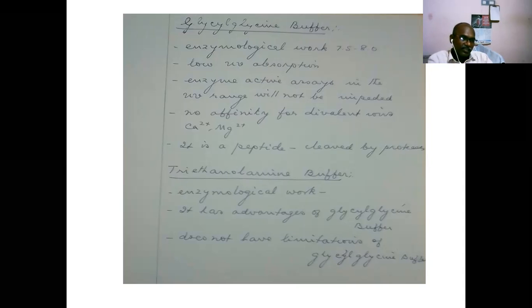So the next buffer is triethanolamine buffer. This is also used for enzymological work, and it has the advantages of a glycyl glycine buffer. So what are all the advantages we have seen in the glycyl glycine buffer? This triethanolamine buffer has those advantages, but it does not have the limitations of glycyl glycine buffer. That is the speciality of triethanolamine buffer.